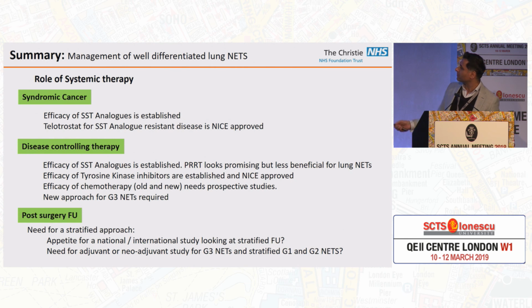So in summary, role of systemic chemotherapy: there is a definite role for somatostatin analogues, and telotristat is great for the syndromic patients. For disease control, there is good evidence for somatostatin analogues based on other cancers. PRRT is coming through. The tyrosine kinase inhibitors, we have supporting level 1, level 2 evidence for them. But where we are really lacking is efficacy of chemotherapy. And of course, we now need a new approach for grade 3 NETs.